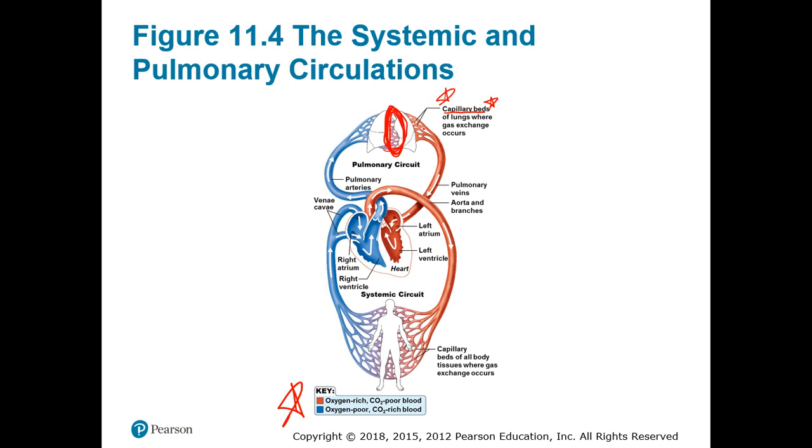Then it's going to pick up that oxygen and be transported back to your heart via your pulmonary veins, and it's going to empty into your left atrium. Blood is then going to flow down to your left ventricle, where it will be pumped out our aorta to the rest of the body. So down here, this is showing capillary beds in the rest of the body. It's going to use that oxygen and send that deoxygenated blood back to begin circulation again.